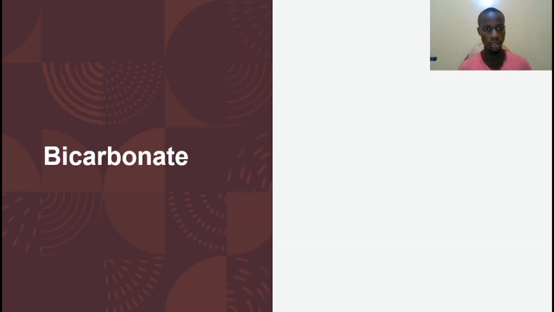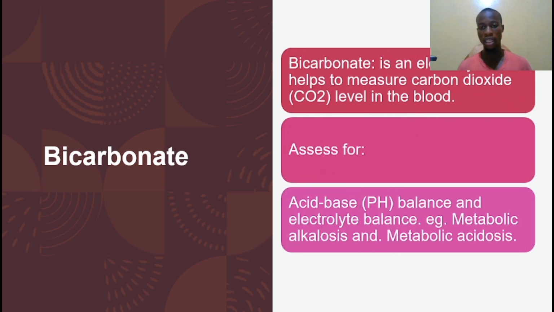So we have bicarbonate, and bicarbonate is a very important component of the BMP, which is the basic metabolic panel. The bicarbonate is an electrolyte that helps to measure the carbon dioxide level in the blood. Now, the human body takes in oxygen and removes what we call CO2, and it accounts for acid-base, which is the pH balance and the electrolyte balance.